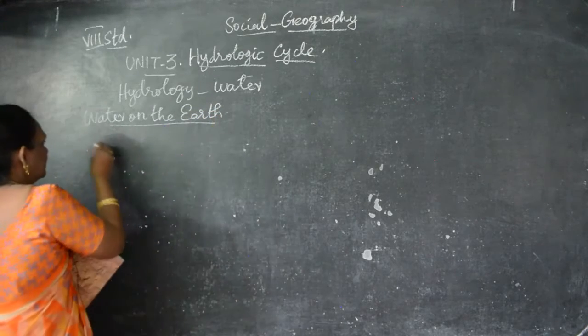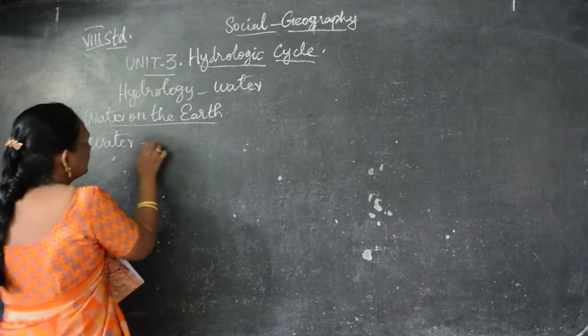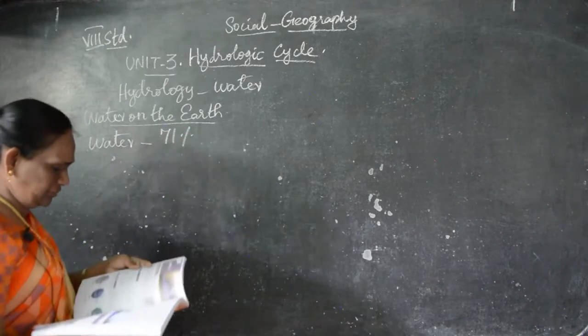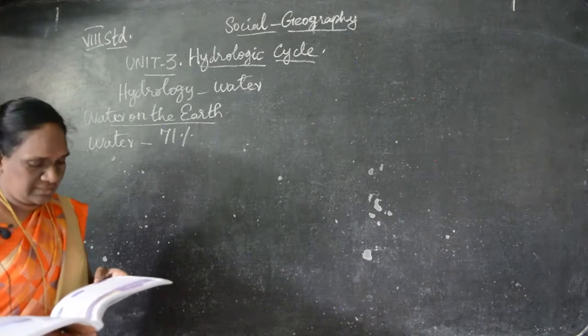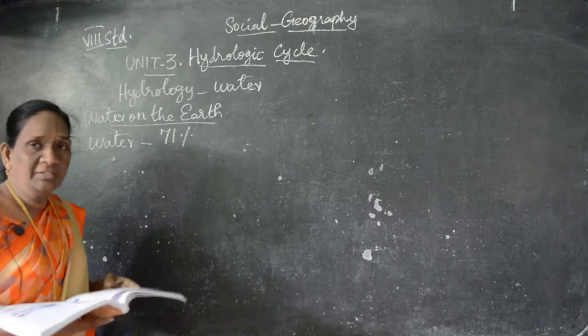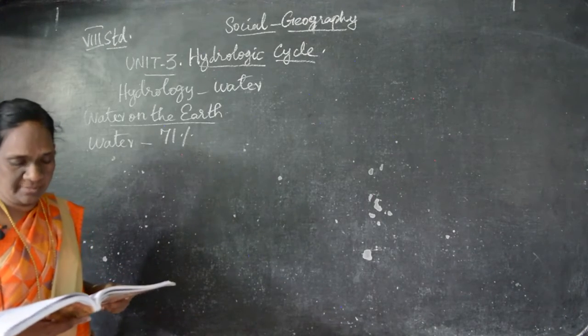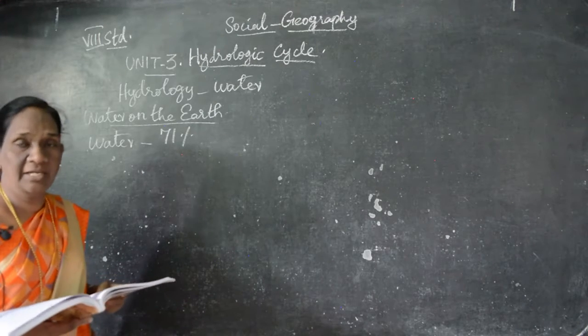Water on the earth. Here, on the earth, we have water 71%. 71% we have water. The earth's surface is covered by 71%. And this quantity of water present on the earth is about 326 million cubic miles.